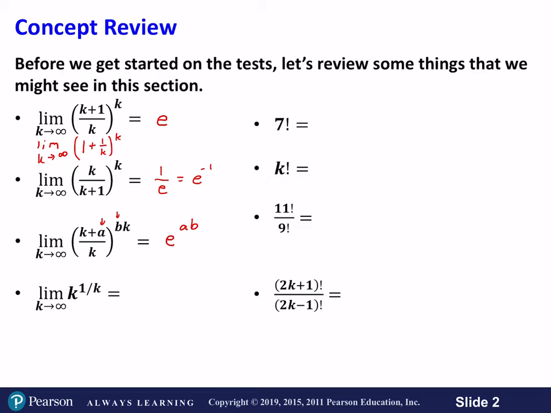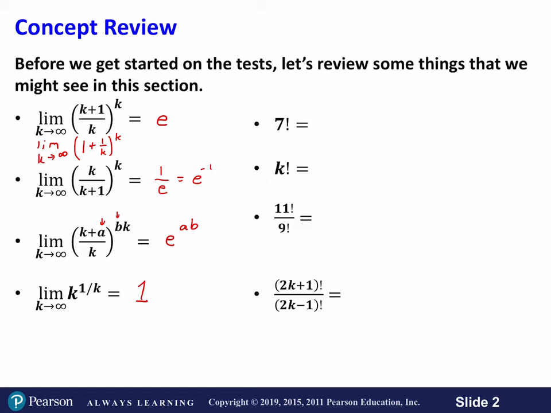This last one, however, the limit as k approaches infinity of k to the 1 over k, you would have to prove if you want to show it on an exam or on a quiz or something like that. The answer to this one is actually 1. We'll go through the proof of that on the next slide. So these are just some things that you might encounter throughout this section, so just keep those in mind.